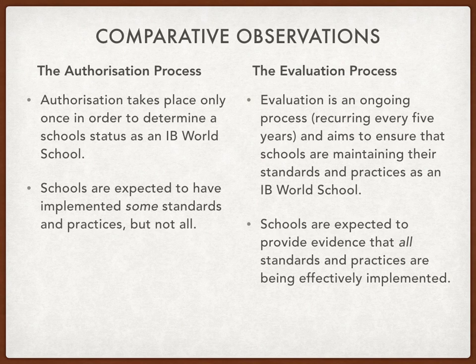The evaluation process, on the other hand, is a recurring process and recurs every 5 years. The aim of this process is to ensure that schools are maintaining their standards and practices as an IB World School. Once the process has been undertaken, schools are expected to provide evidence that all standards and practices are being effectively implemented. This needs to be substantiated on an ongoing basis.